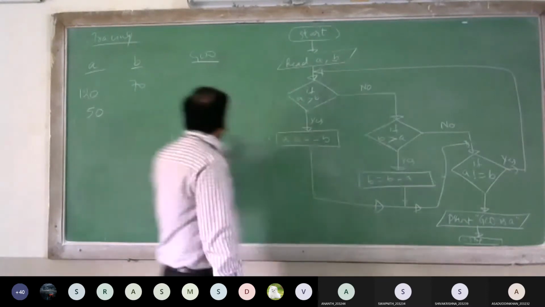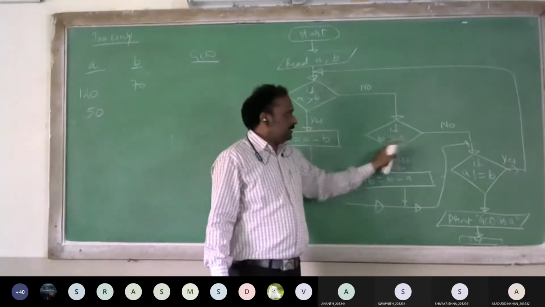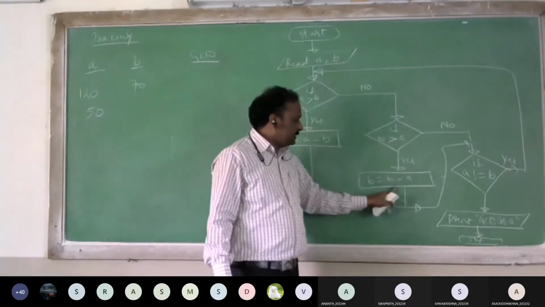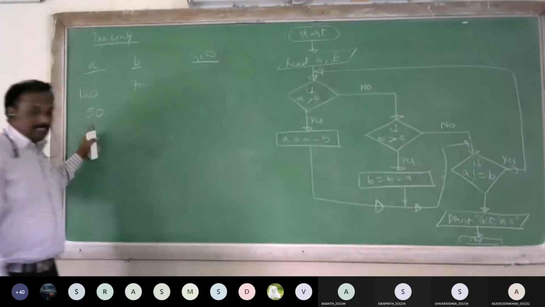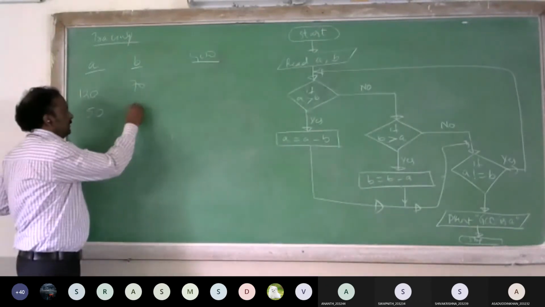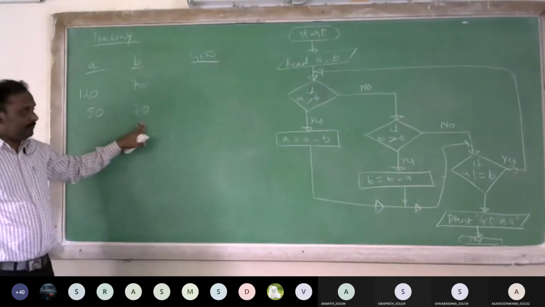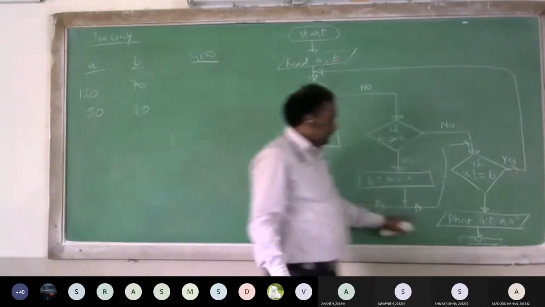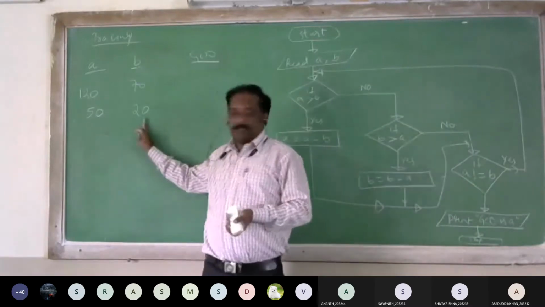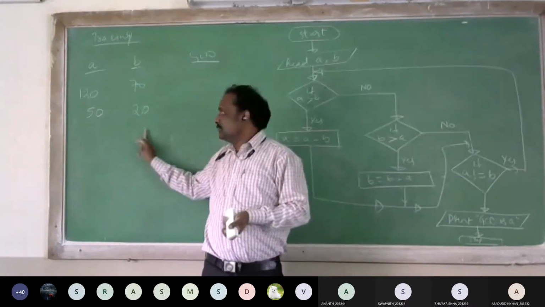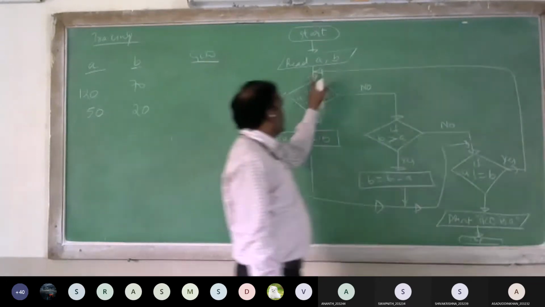70 is greater than 50. Yes, 70 is greater than 50. Come this side. B is equal to B minus A. 70 minus 50. What is 70 minus 50? 20. So B value will change to 20. Now check here. A not equal to B. 50 is not equal to 20. Yes. Yes means follow this arrow.